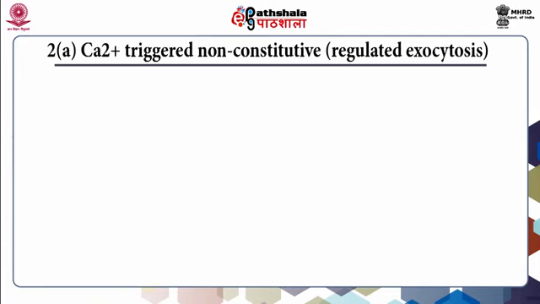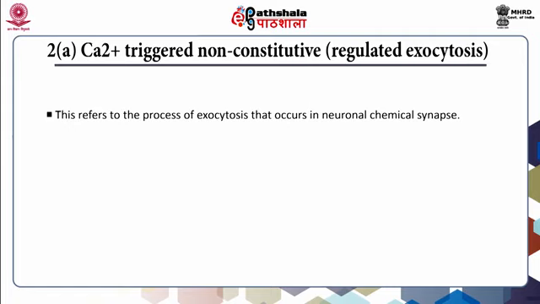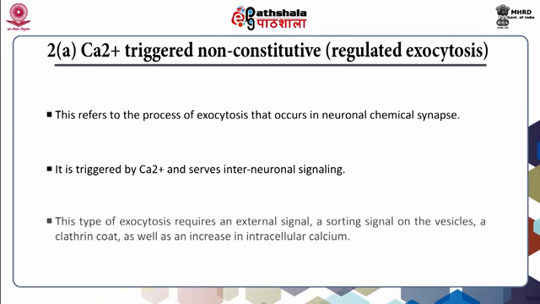Let us see what is calcium triggered non-constitutive or regulated exocytosis. This refers to the process of exocytosis that occurs in neuronal chemical synapse. It is triggered by calcium ion and serves interneuronal signaling. This type of exocytosis requires an external signal, a sorting signal on the vesicles, a Clathrin coat as well as an increase in intracellular calcium ions.